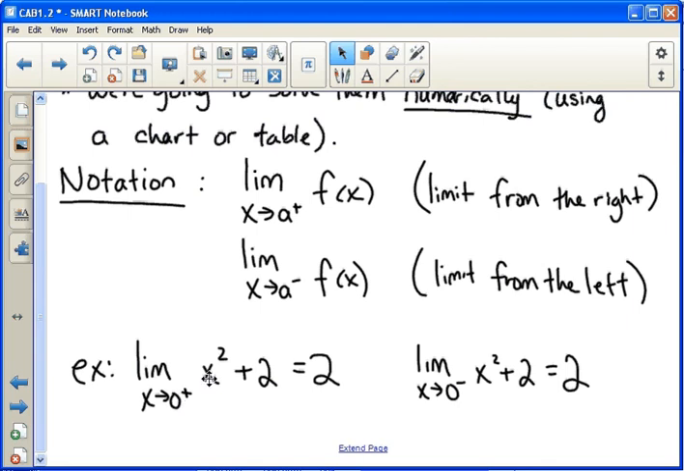So because this is a really nice, easy function, what the function equals and what the limit is are the same, but that won't always be the case. Okay, now let's look at another one.